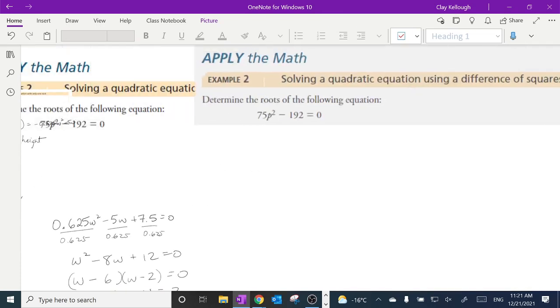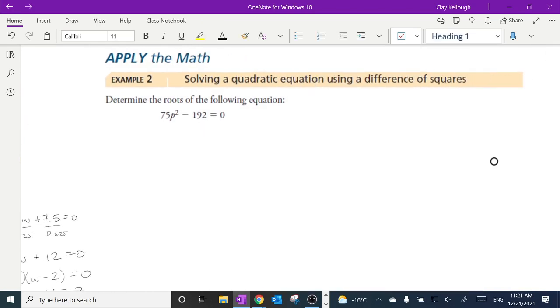By the way, I'm getting all these from 7.5, so you can check that in your textbook later if you want. All right, determine the roots of the following equation. What is the first rule of factoring? What do you always look for first? Are there any common factor numbers here? Now, those numbers may not be easy, like in your times table that much, but you should be able to look at them and tell. What goes into both of those numbers?